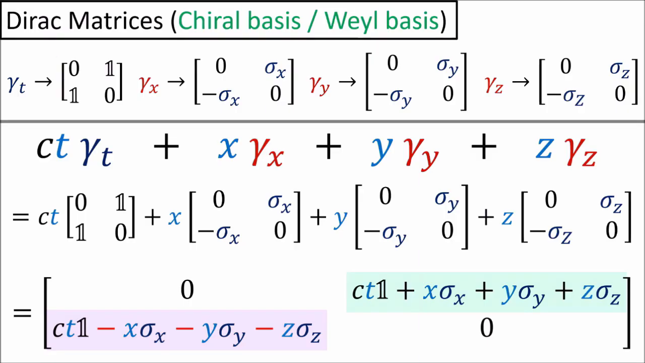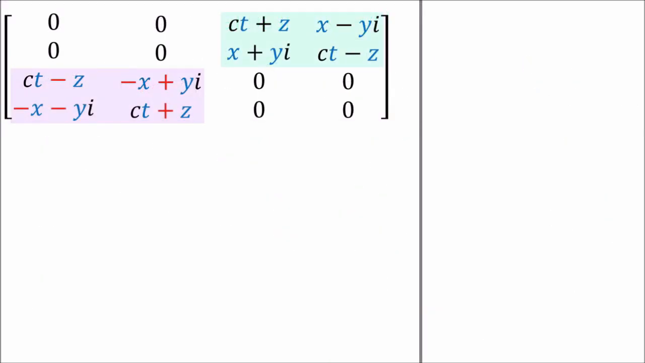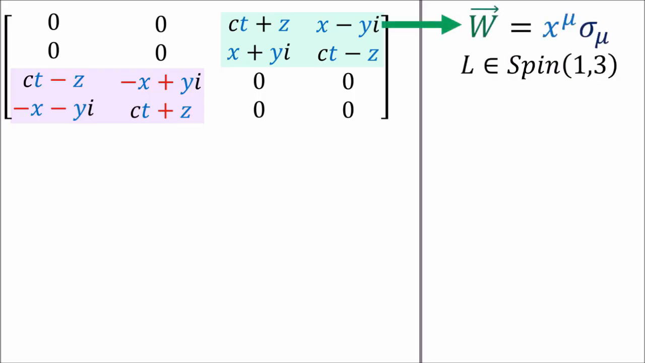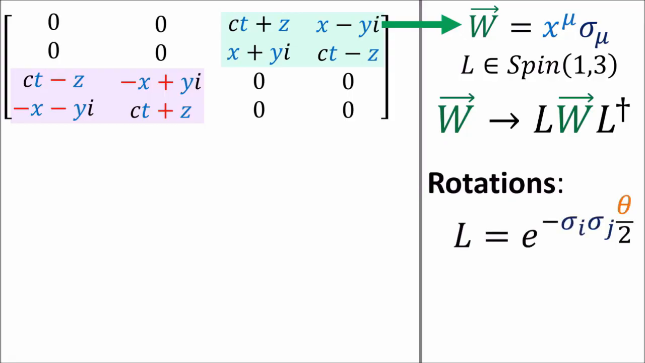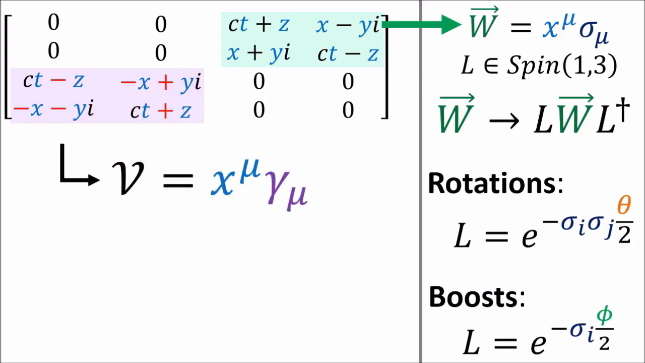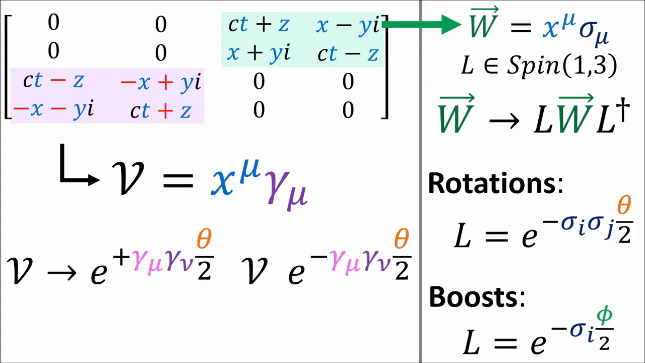Now, when it comes to Lorentz transformations, we already know how these 2x2 blocks transform, using double-sided transformations of spin 1,3 matrices, denoted by L. L can be written as the exponential of sigma pairs for rotations, or exponentials of individual sigmas for boosts. We can use this knowledge to deduce how the entire 4x4 matrix Lorentz transforms. It turns out we use double-sided exponentials of gamma pairs called bivectors. Let's see why this works.